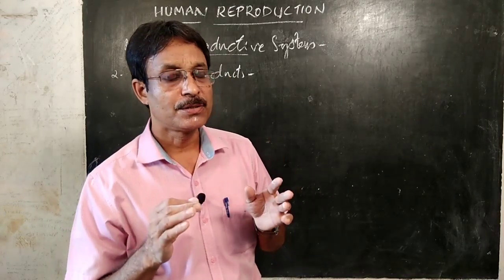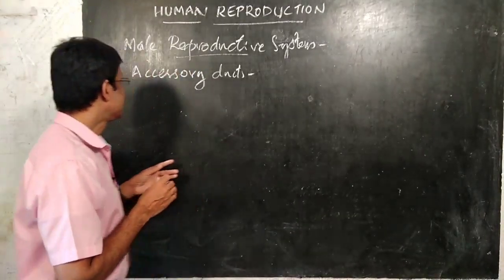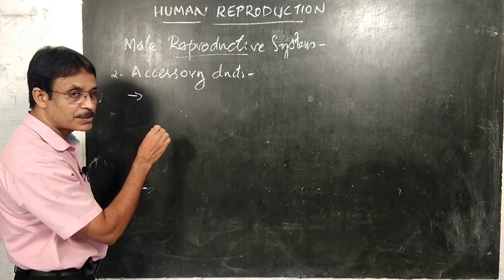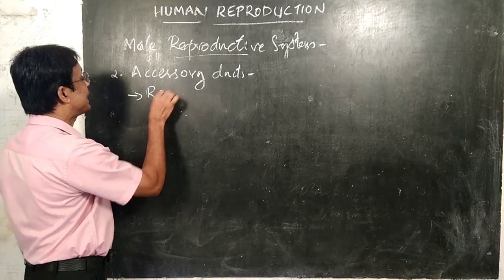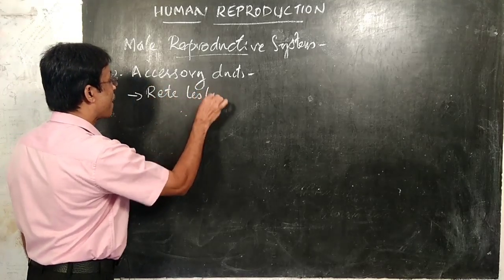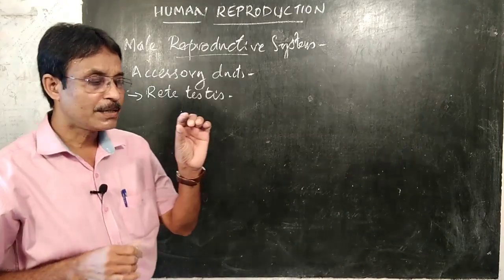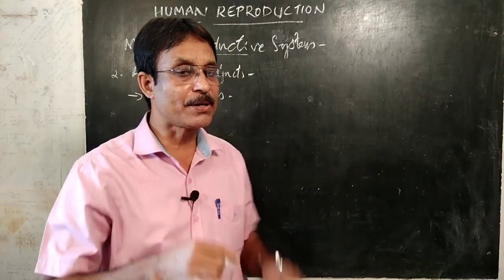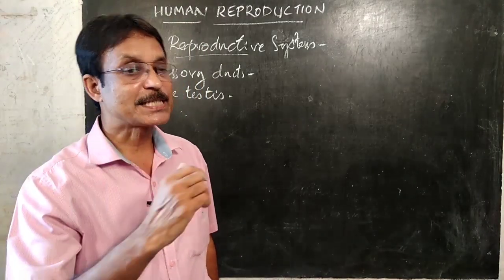They also store the sperms, and the accessory ducts include very short tubes called rete testis. Rete testis are very minute or very short tubes present at the end of the seminiferous tubules for collecting the sperms.